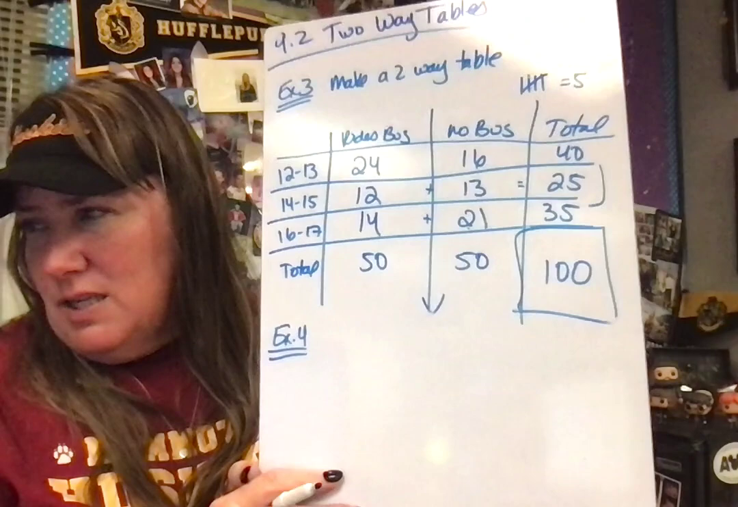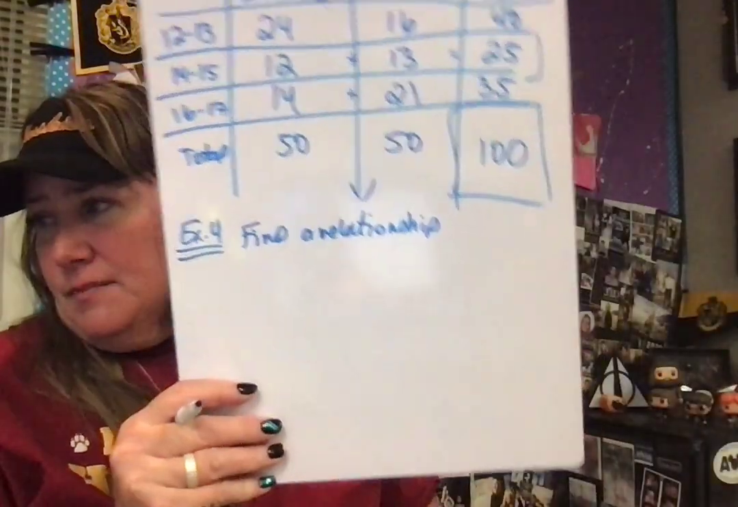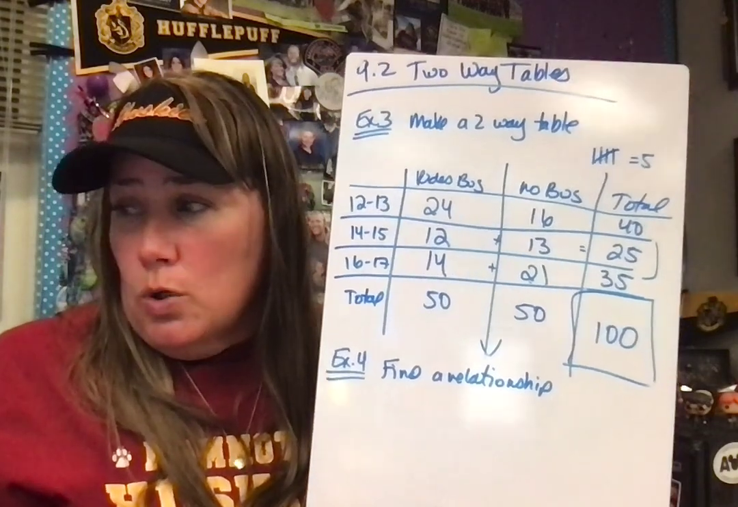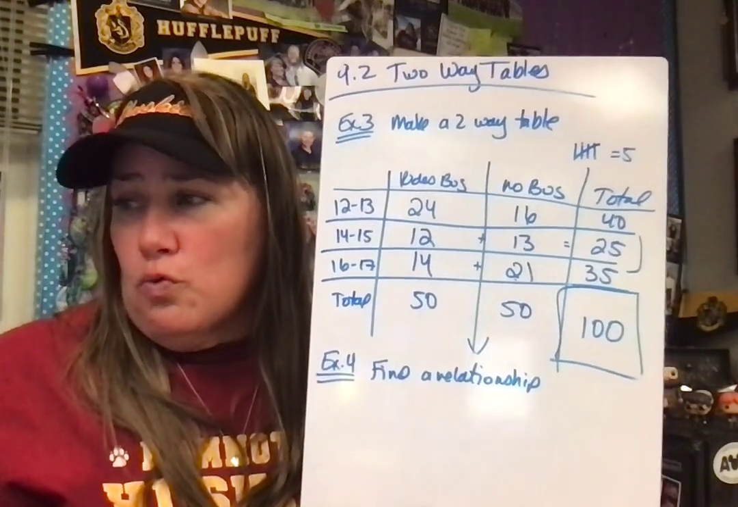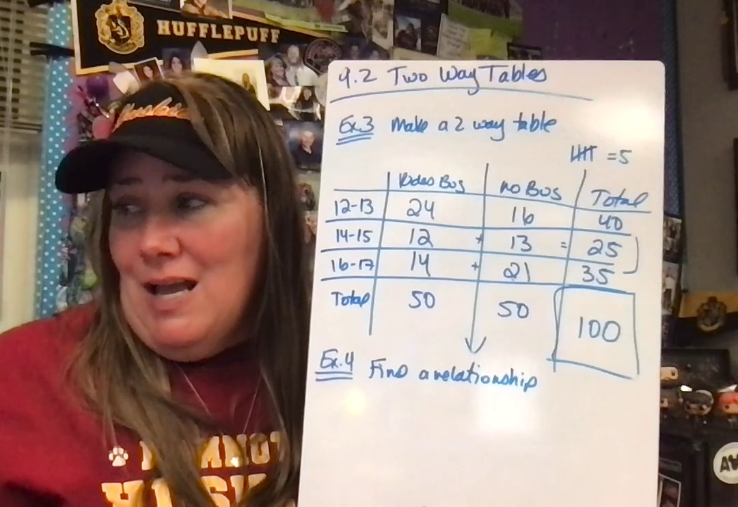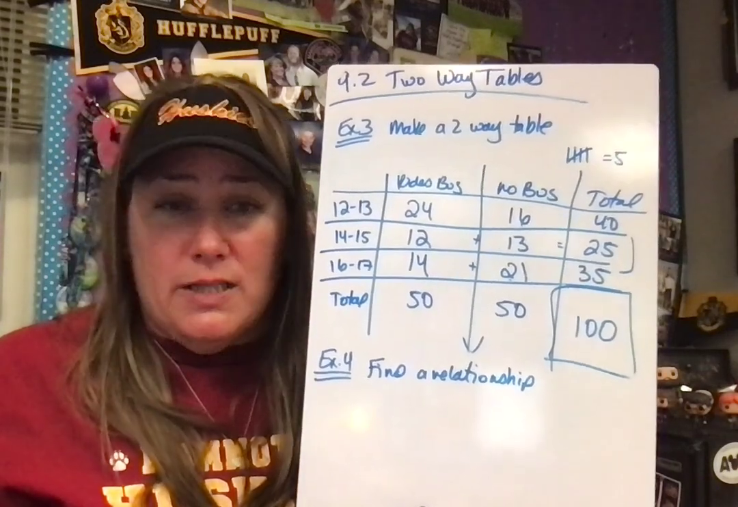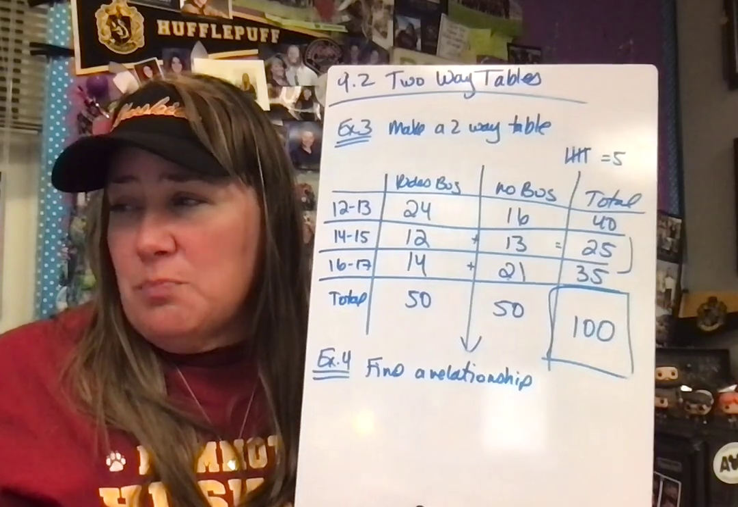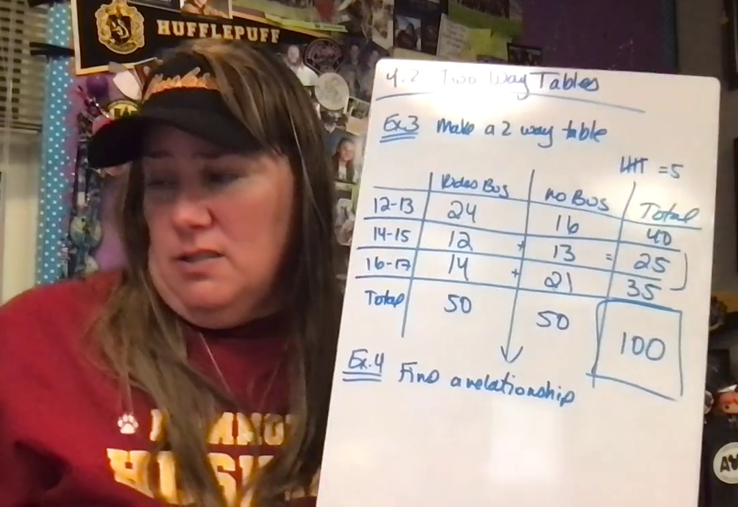So example 4 says, find a relationship. Meaning, does the age have anything to do with whether they rode the bus or not? Okay. So it says, for each age group, what percent of the students in the survey ride the bus to school? And how many do not ride the bus to school? And it says, organize the results in a 2-way table and explain what one of the entries represents.